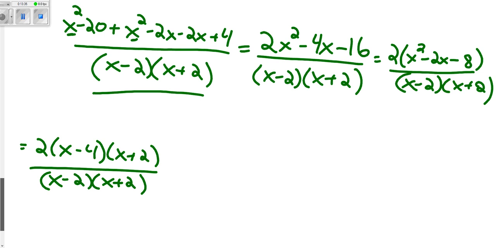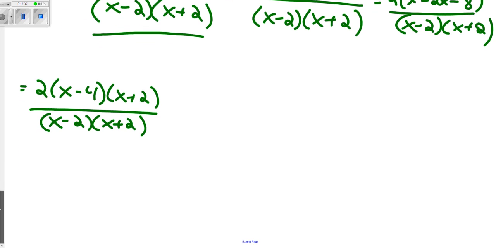Now, thankfully, because I didn't do any FOIL on the bottom, I can see that there's stuff on the top and the bottom that's the same now, right? So I can cancel this out. Red, because it's satisfying. Yeah, that's it. You're done. Pump the brakes, Ethan. I like the enthusiasm, but yeah.